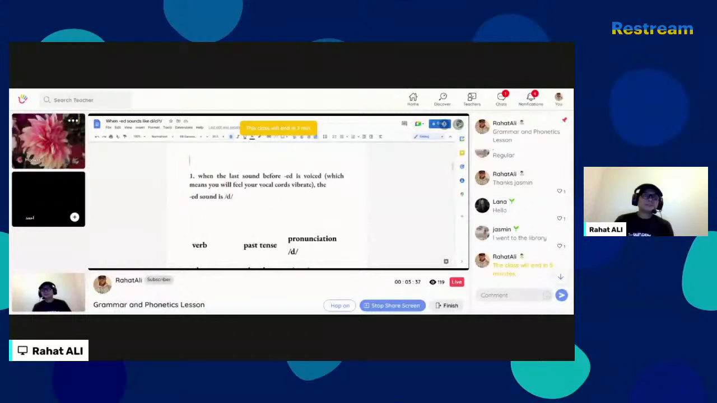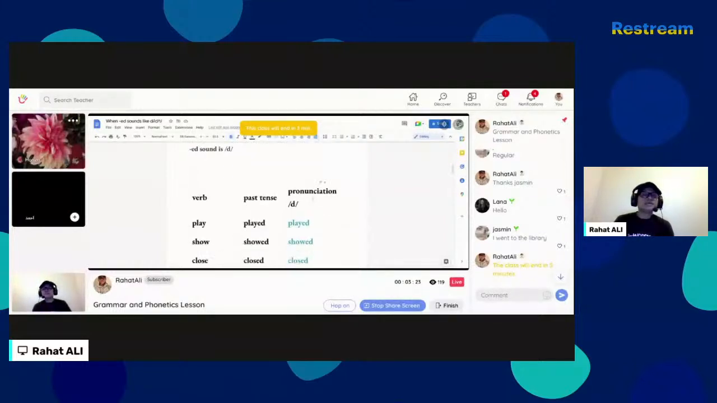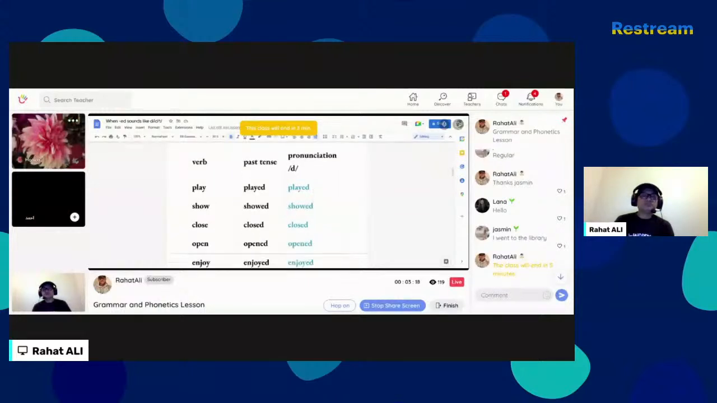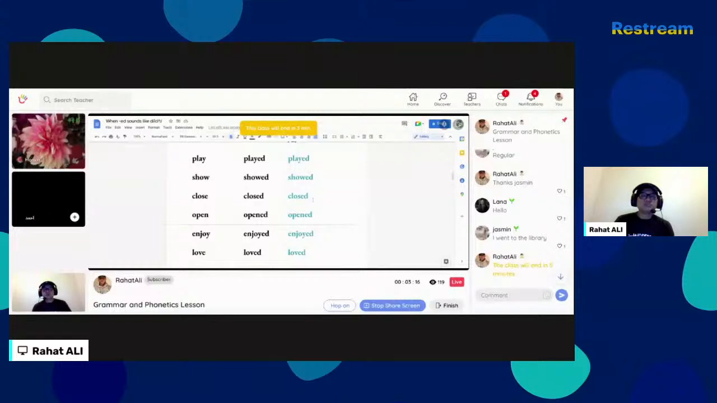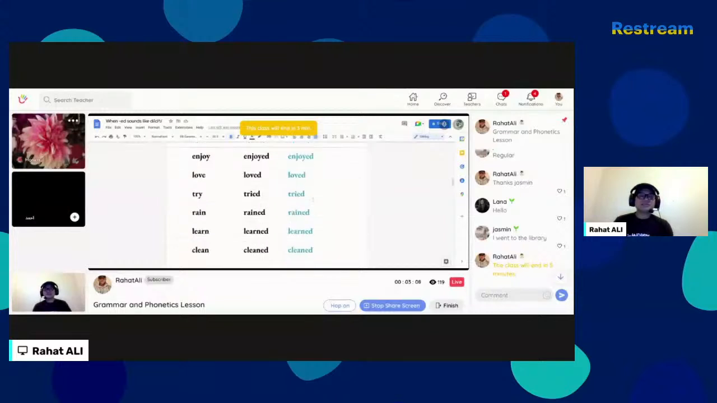So when the last sound before the ED is a voiced sound, which means our vocal cords will vibrate, in that case D should sound like D. For example: play, played; show, showed; close, closed; open, opened; enjoy, enjoyed; learn, learned; clean, cleaned.